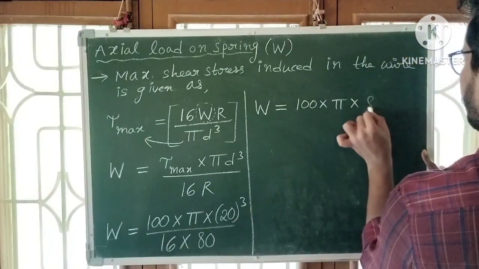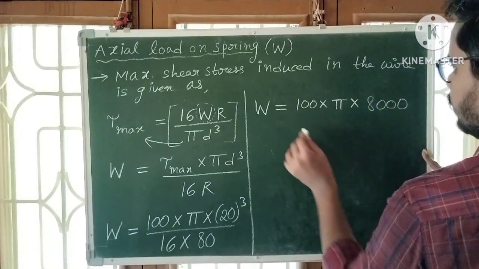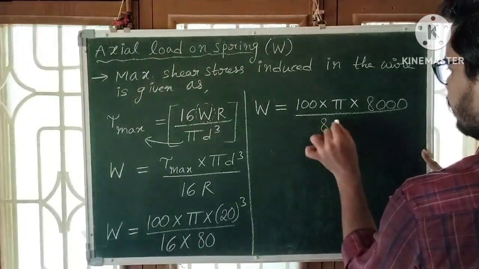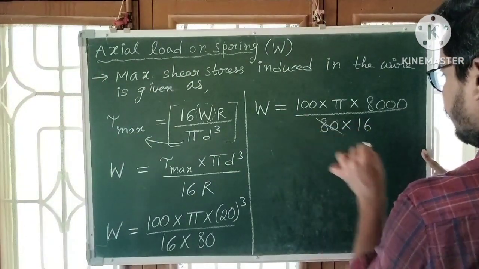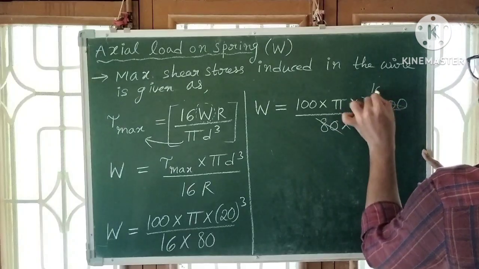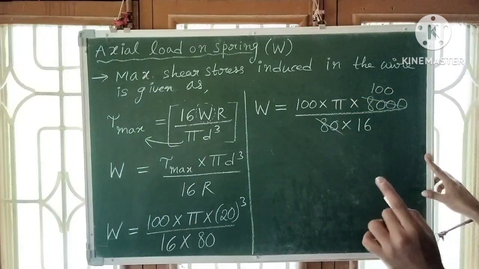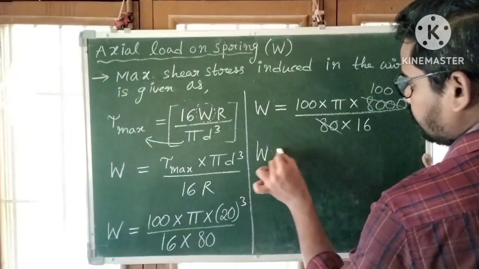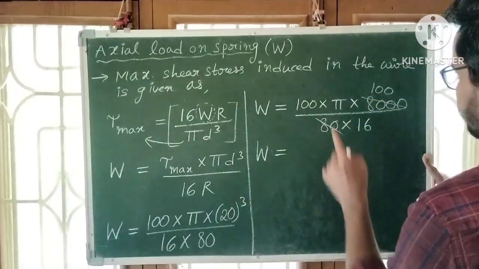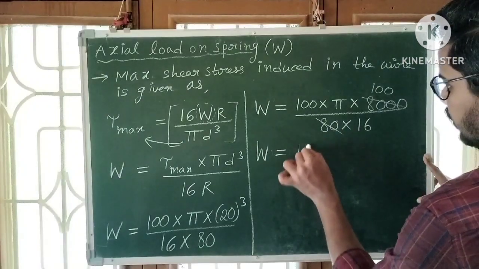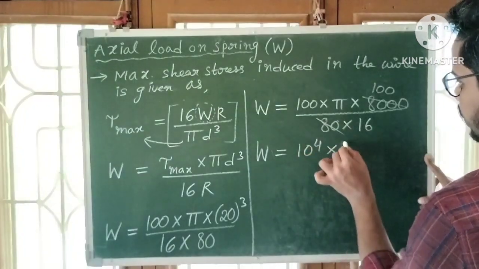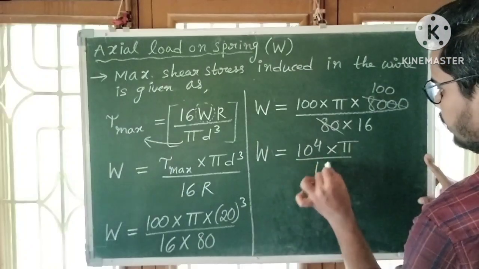Now W is equal to 100 into pi into 20 whole cube. 20 whole cube, how much? 8,000. 8,000 whole divided by 80 into 60. 80 into 60 is 80 hundreds, 8,000. Okay. Now 100 into 100 is 10,000. Or we can write 10 power 4 into pi whole divided by 60.